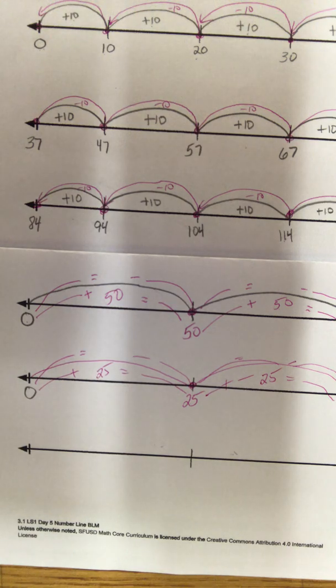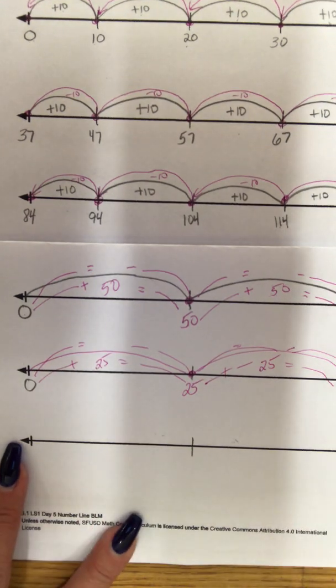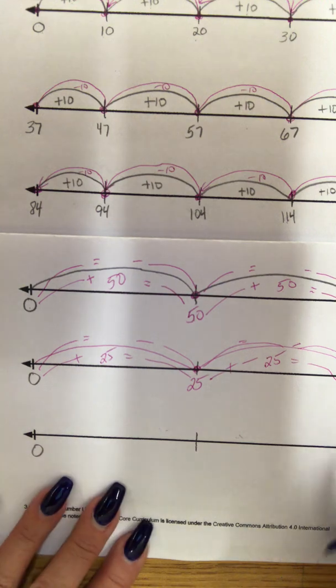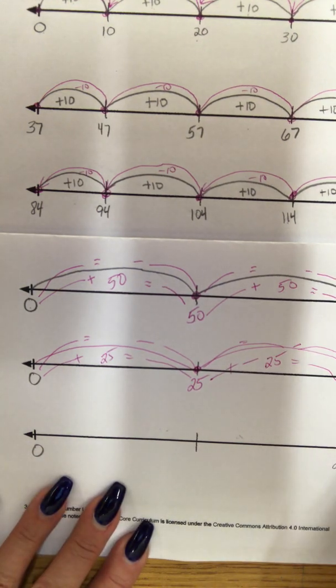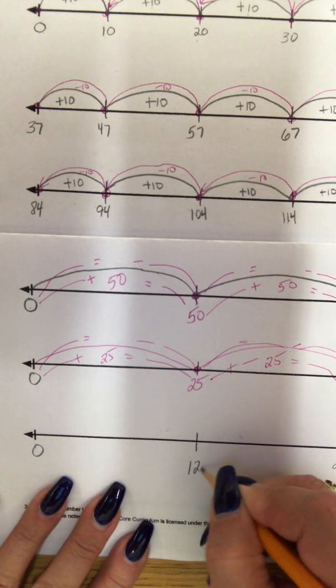What would that look like on a number line? Well, it would look kind of crazy on the number line. So let's say we started at 0 and we went to 25. We already know that this is 12 and a half.